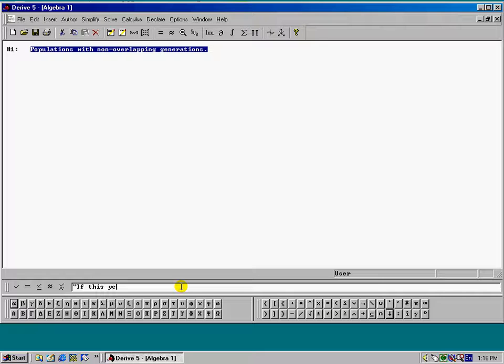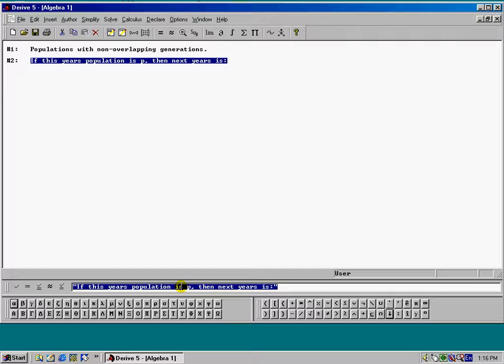If this year's population is P, then next year's is, and let's put a formula. Let us say 3.6 P times 1 minus P.